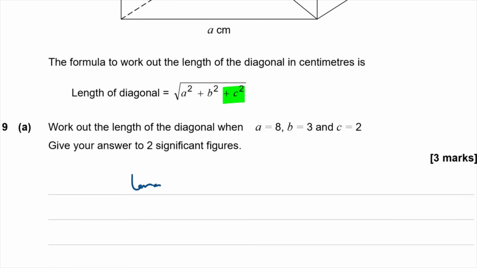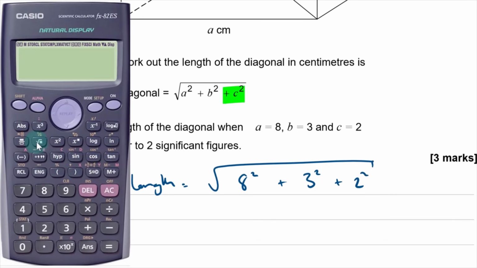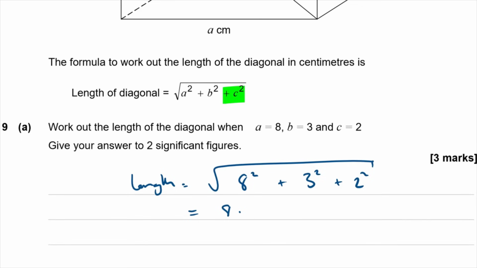We just need to put those numbers into the calculation and work it out. So length is equal to the root of a squared, 8 squared, plus b squared, 3 squared, plus c squared, 2 squared. So, job for my calculator, root 8 squared plus 3 squared plus 2 squared. That gives me 8.77. Oh, two significant figures, 8.8.